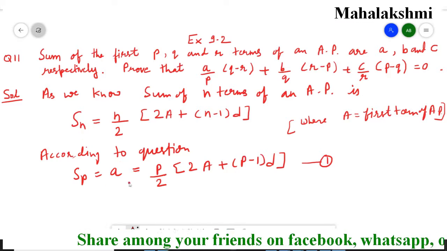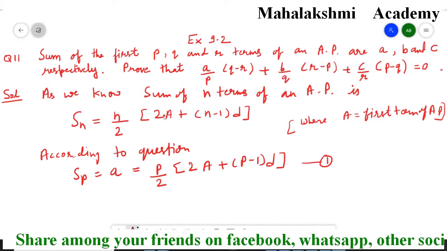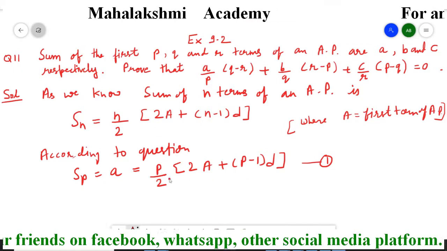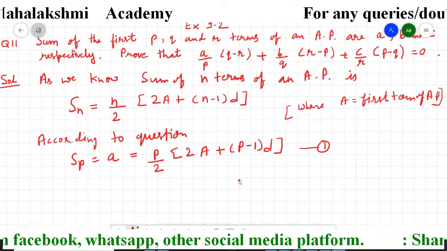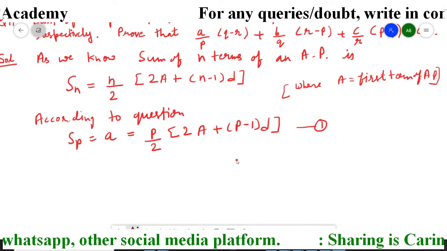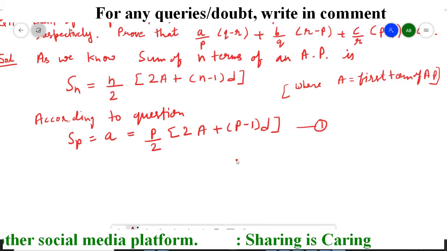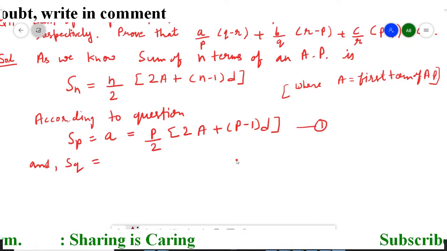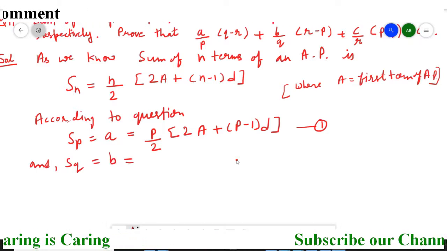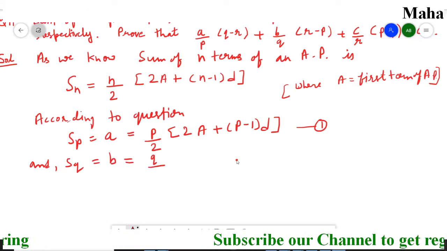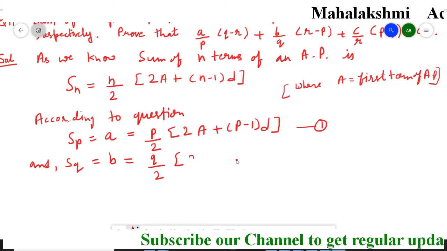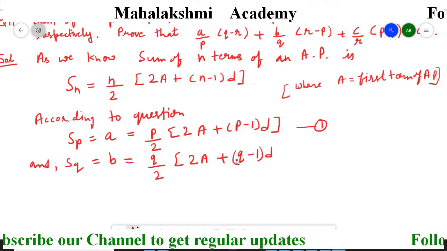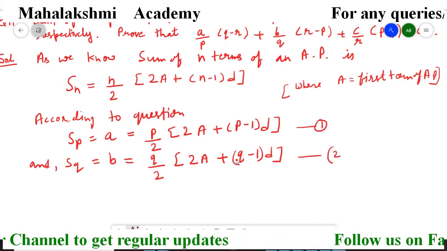Now the sum of p terms formula: wherever we have n in the original formula, we replace that n by p. So it is the sum of p terms. Now in the same way we will calculate the sum of q terms. Sq, that is the sum of q terms, is given to us as b, so I kept here b. That is equal to q upon 2 multiplied by 2A plus q minus 1 d, and it's going to be our equation 2.